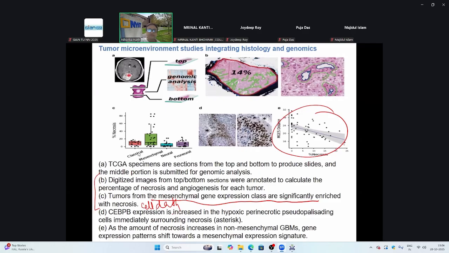So then they found that certain gene expression makes it hypoxic in certain regions. And so I'm not here to talk about their study. I'm just here to tell you that these regions could be identified, and they are combined with genomic studies.